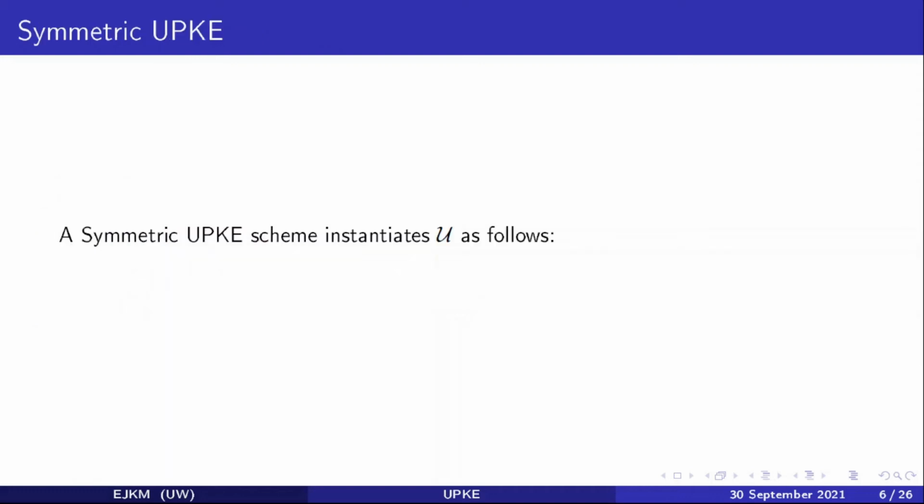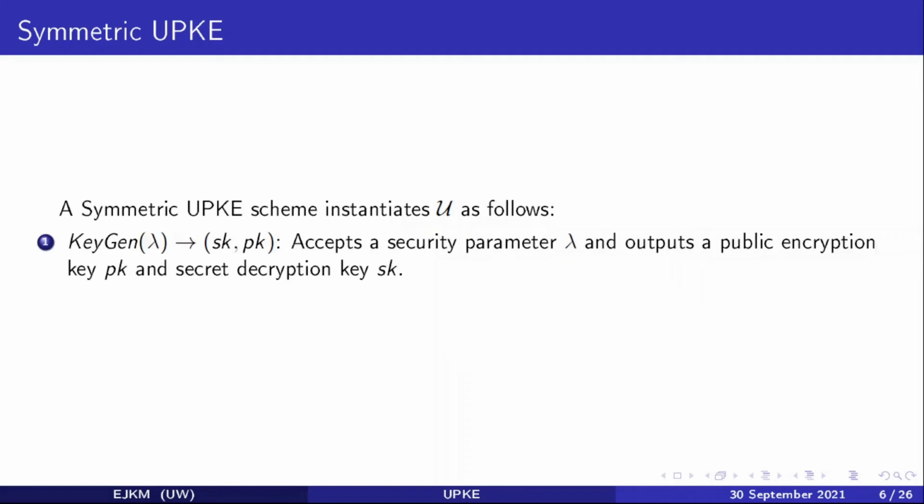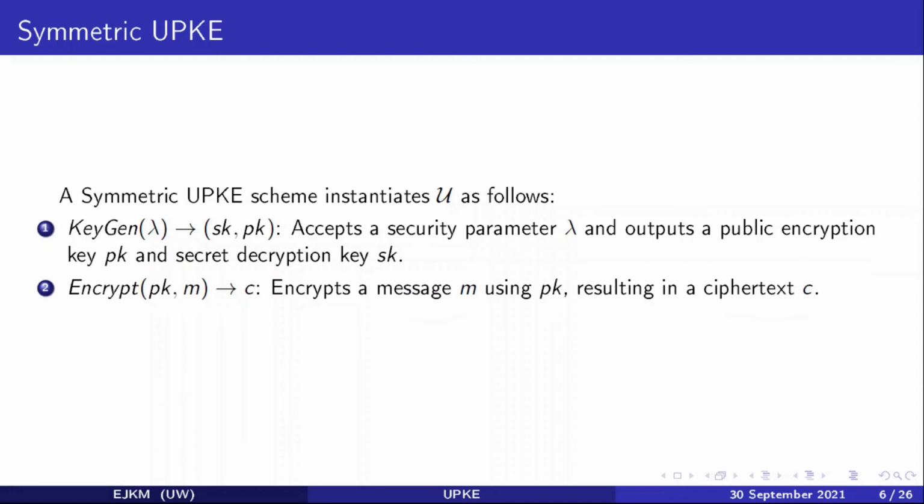We separate UPK schemes into two categories: symmetric and asymmetric. The symmetric UPK scheme works as follows. The keygen algorithm is as usual. It accepts a security parameter lambda and outputs the public key and the secret key. The encrypt algorithm is also as usual. It uses the public key to encrypt the message and outputs a ciphertext.